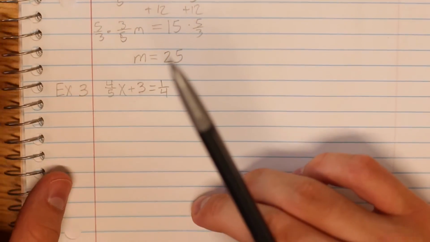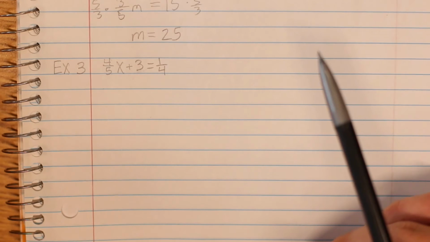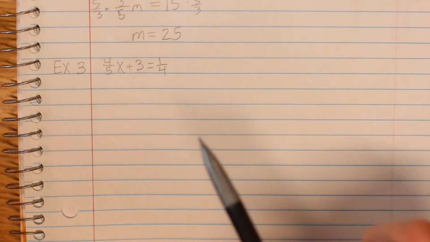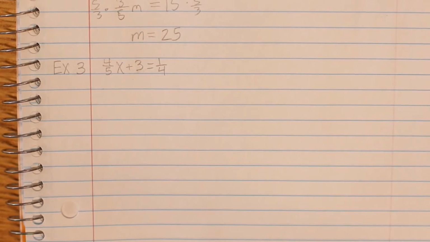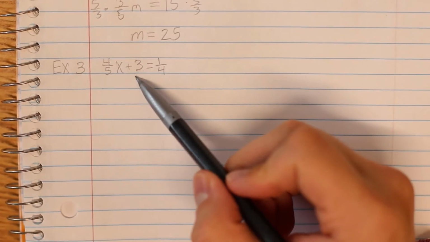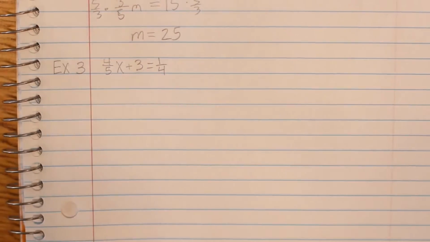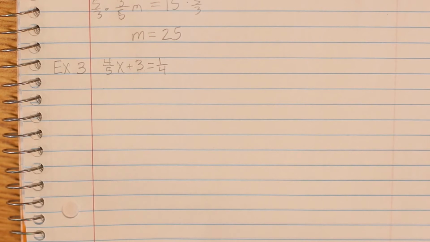When you start getting multiple fractions involved, especially when they have different denominators, it can cause a lot of problems, because you're going to have to find a common denominator when you add or subtract. It just causes problems. So one of the easiest things to do is to get rid of your fractions.